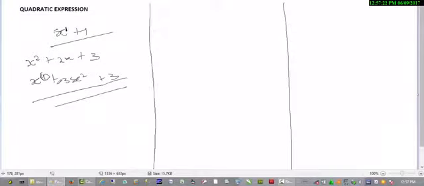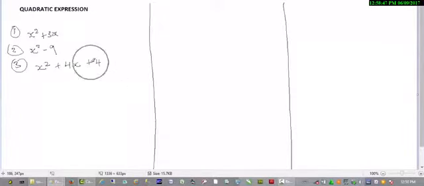So let's take the definition. A quadratic expression is that whose highest power of the unknown is 2, as we have it in the example number 2 here. This is a quadratic expression, quad meaning quadratic. The greatest power of this is 2. So this is a quadratic expression.